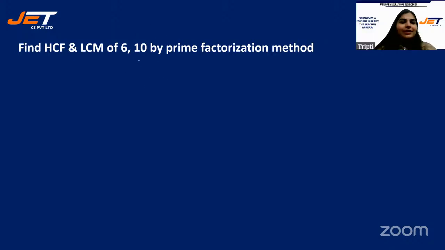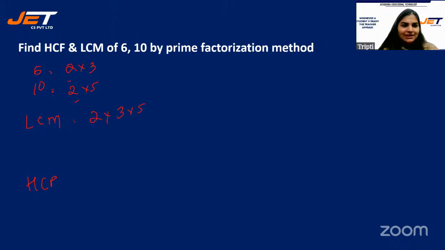So here, 6 and 10. Let's write the prime factorization of 6. It's 2 times 3, and 10 is 2 times 5. Now, if I talk about LCM and HCF, it's the product of factors. So here, 2 times 3 times 5 is the LCM. HCF is just 2. So here the LCM is 30 and HCF is 2.